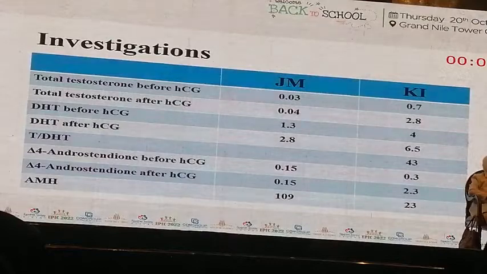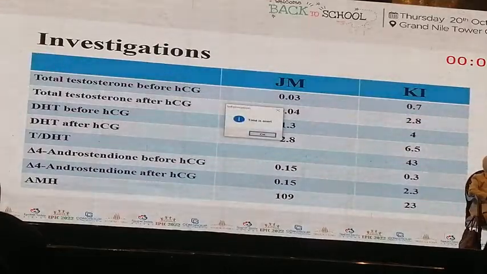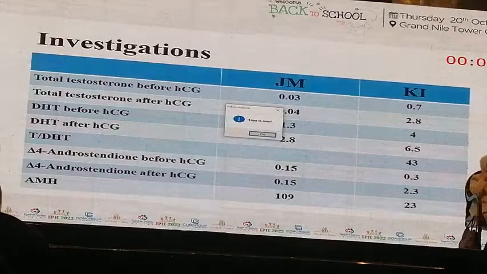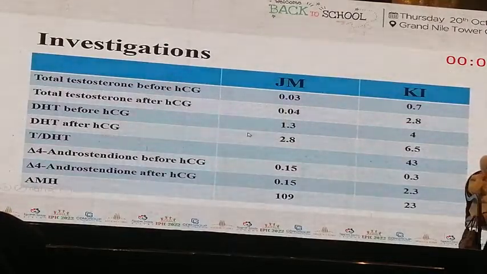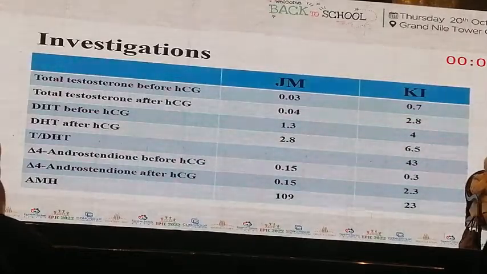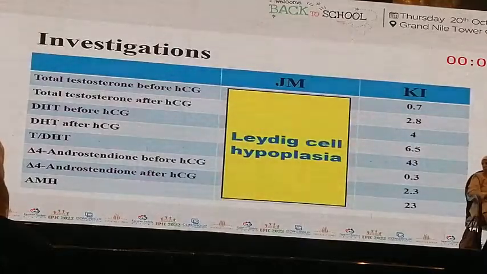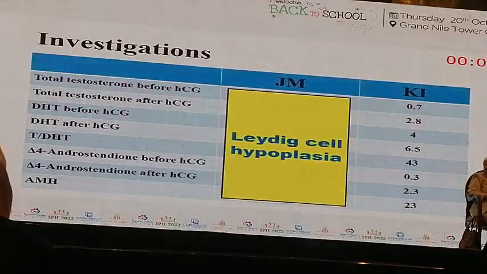Our first patient has a total testosterone level after HCG stimulation of 0.04, which is less than the pre-pubertal upper limit, and it's definitely less than double the pre-HCG level. So our patient is labeled as having insufficient testosterone response to HCG, in spite of having normal or even high anti-Mullerian hormone levels. So according to the algorithm Dr. Noha showed us, our first patient is diagnosed as having Leydig cell hypoplasia.